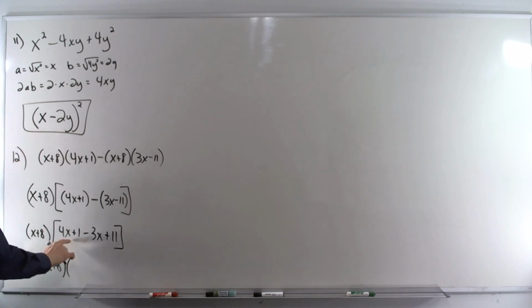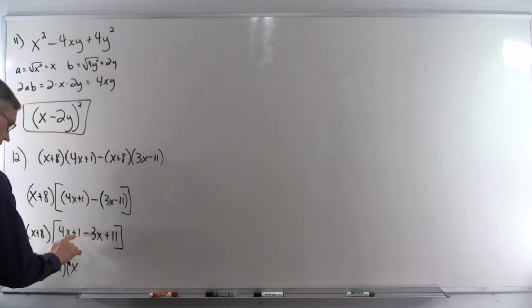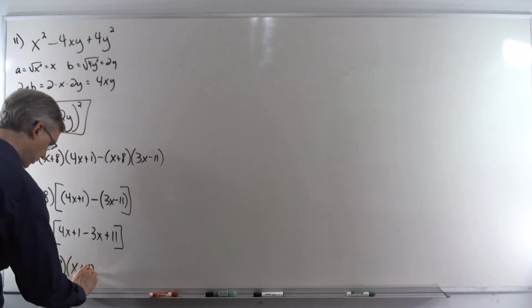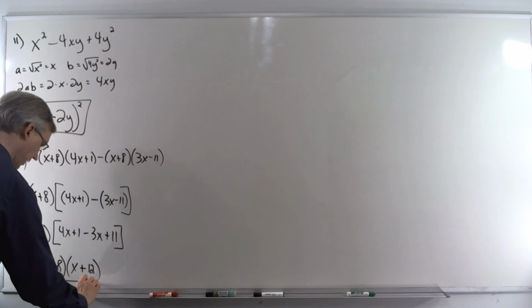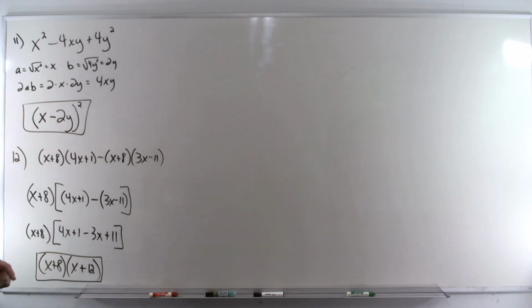We'll simplify here. 4x minus 3x is x. 1 and 11 is 12. So final answer, x plus 8 times x plus 12.